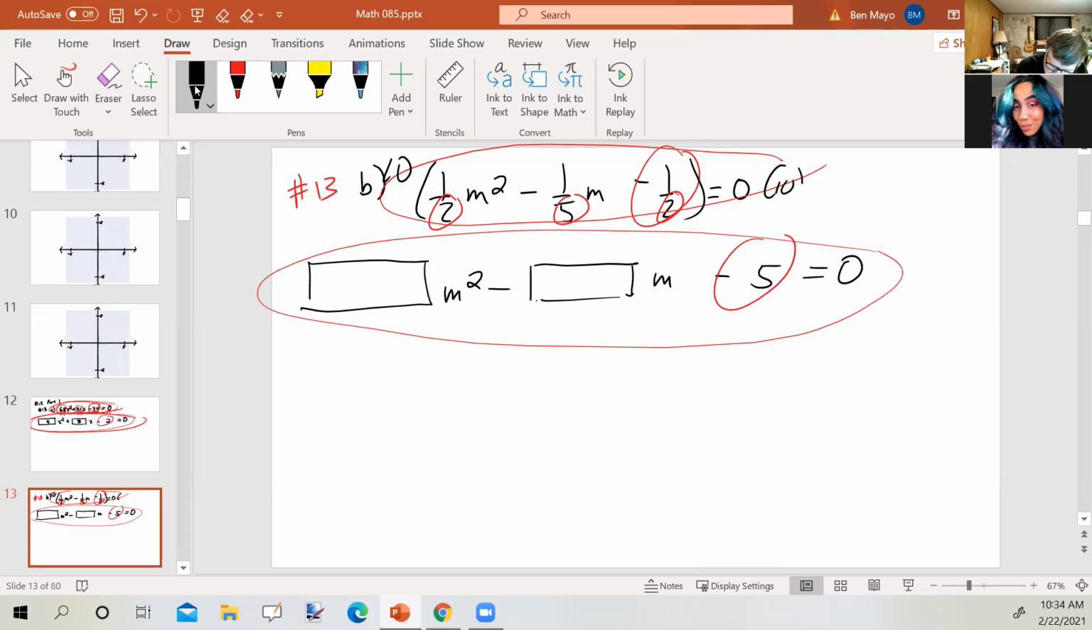everybody by 10. 10 times 1/2 m squared would be 5m squared. 10 times minus 1/5 m would be minus 2m. 10 times minus 1/2 would be minus 5. So the numbers that go in the boxes are 5 for the m squared, minus 2 for the m, and we already had the minus 5. So basically, we're clearing the fractions in this equation by multiplying both sides of the equation by the least common denominator. Any questions about that before we go on to another problem?